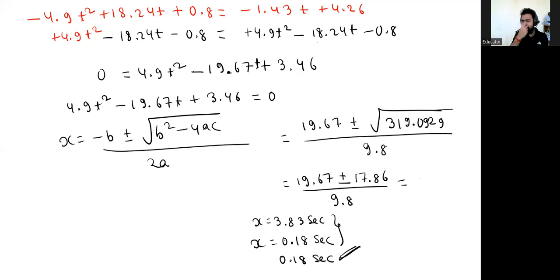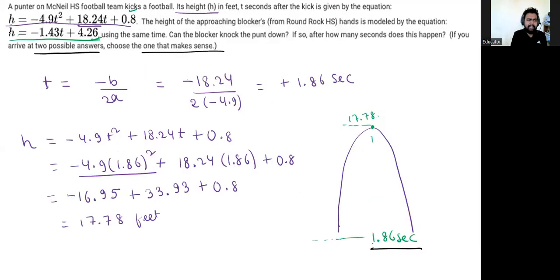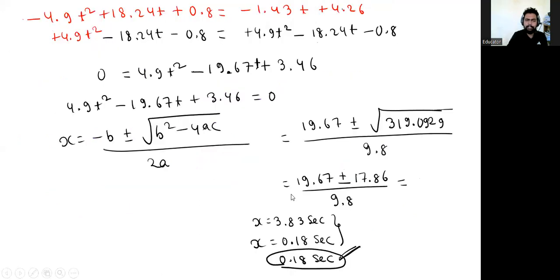If you want to know at what height the ball has been blocked, put this 0.18 second, right? And this is the height. You can plug it in here, and after plugging in, you can get the value of at what height the ball has been blocked. So the ball would be blocked somewhere over here, like that. Okay, I hope you get my point. This is how we are supposed to solve this question.